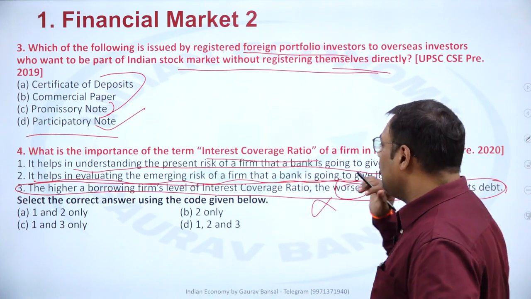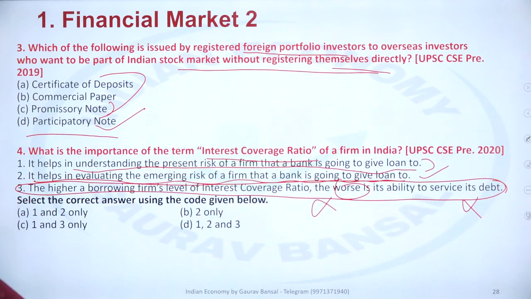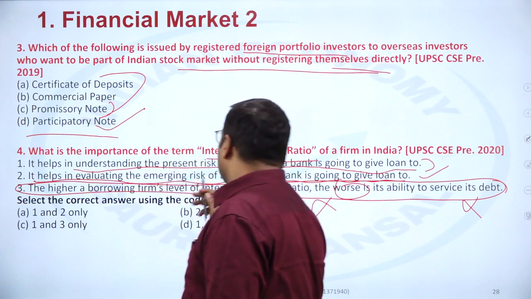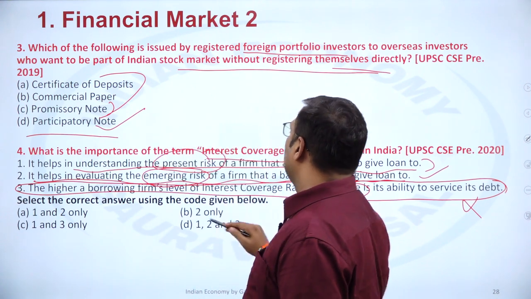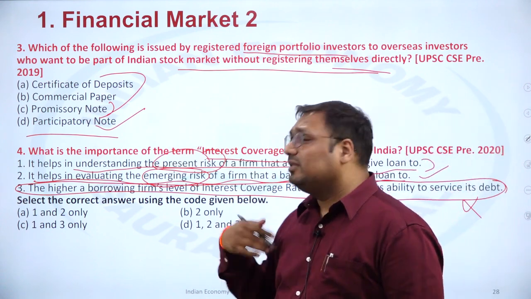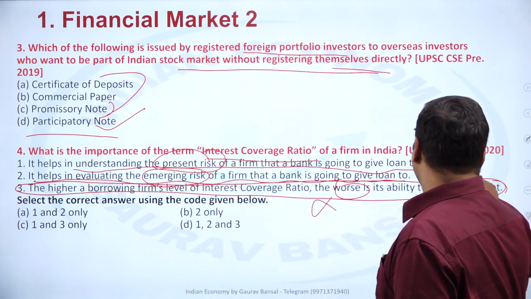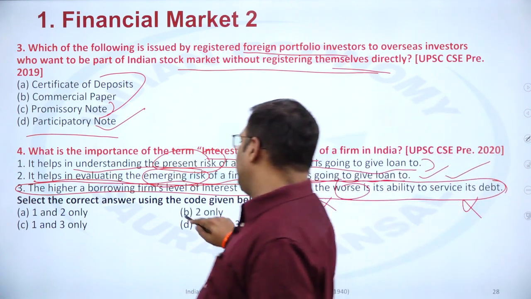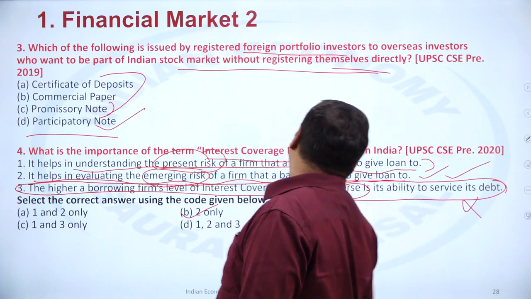Second, it helps in evaluating the emerging risk. That is the major point that you have to capture here. It is about the emerging risk, not about the present risk. Interest coverage ratio is not about present risk. In the future, how much will this company continue to pay? So it would be two only, B. One is wrong because it is not about present risk.